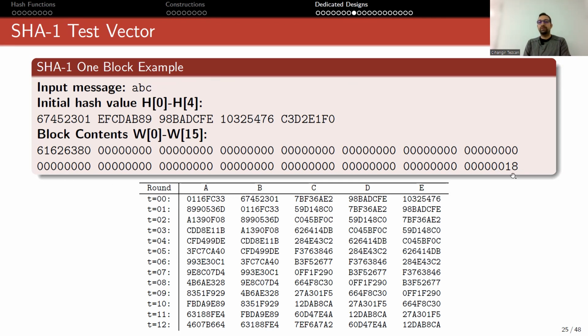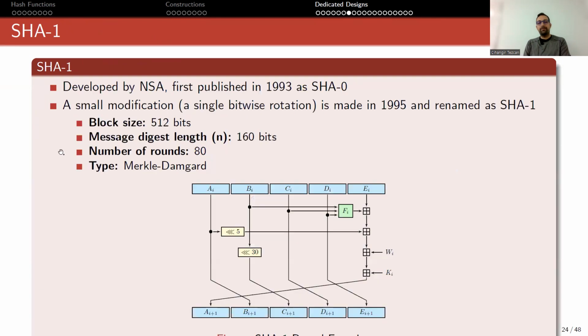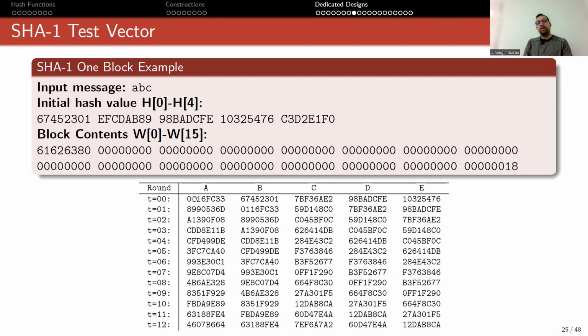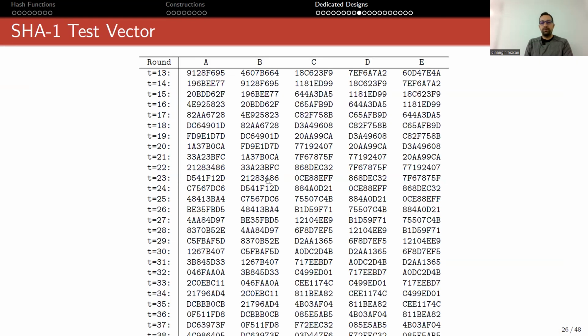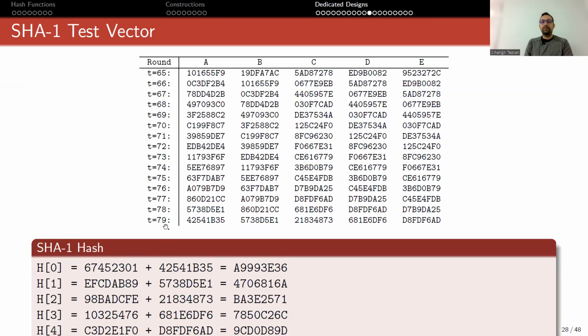This is your first message block. And as you can see, these are 32-bit parts. You will feed them from here, okay? So these can be used as test vectors. These are just what happens after each round to these A, B, C, D, E values, okay? So if you keep performing this operation, after 80 rounds, this is what you get, okay?